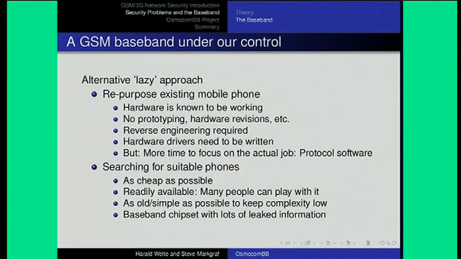So the lazy approach that we took: luckily, we found an existing mobile phone that we could repurpose, where we know the hardware is working, we know all the analog and digital design is working, otherwise the regular phone wouldn't work. We don't need hardware prototyping, we don't need to do revisions. If you can get the schematics, with so many phones you can find them as part of service manuals and so on, the amount of reverse engineering on the circuit board level is relatively limited. However, the reverse engineering related to the actual components, the baseband processor and the other peripherals, is still there.